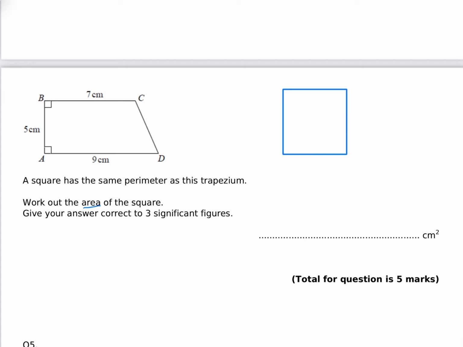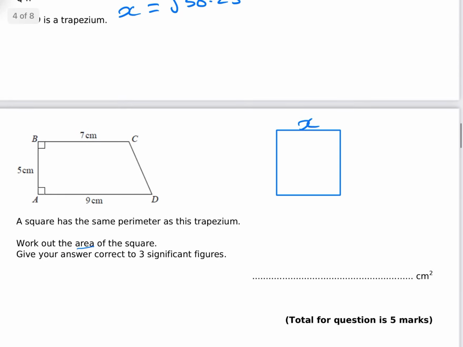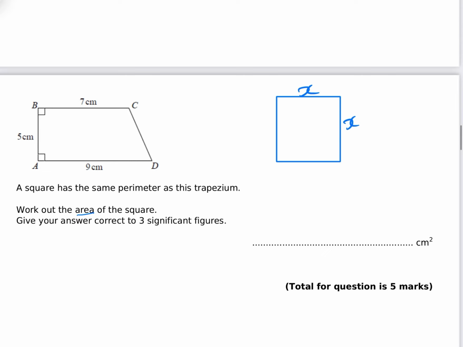So just for this question, I am going to call the sides of my square x. So if I was going to work out what the area is, I need to work out what x is, and x times x will give me the answer for the area. So it tells me that the perimeter is the same, so I need to work out the perimeter of my trapezium and make them equal. But at the moment, if I'm going to add all my sides together, I need to work out what this side is here. How can I do that?